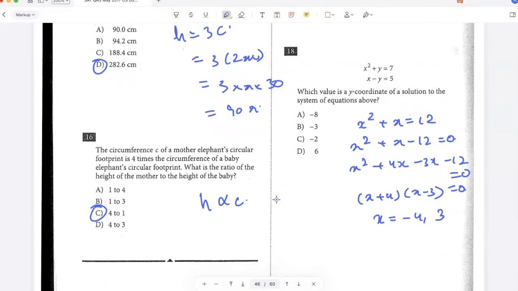Okay. And from this equation, we get y is x minus 5. So y is minus 4 minus 5, which is minus 9, and 3 minus 5, which is minus 2. So the points of intersection are (-4, -9) and (3, -2). So the y-coordinate is negative 2.